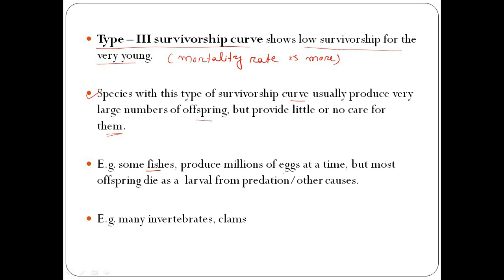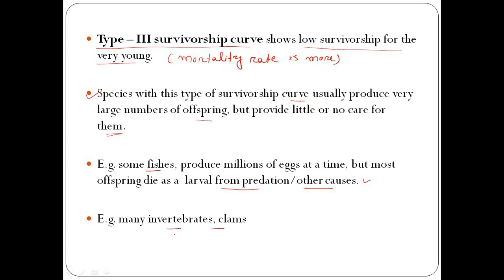For example, some fishes produce millions of eggs at a time, but most offspring die as larvae from predation or other causes. Though lots of eggs are laid by fish, each egg gives rise to a large number of larvae. That means a large number of eggs results in a large number of larval forms, but they die due to certain diseases, or due to adaptability problems to their surroundings, also due to heavy predatory activities.